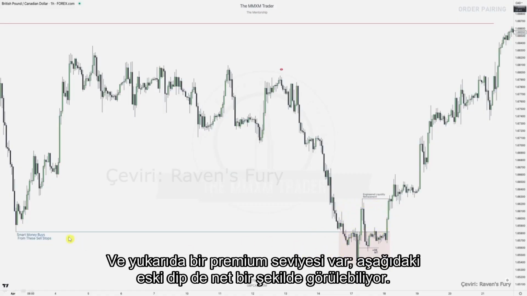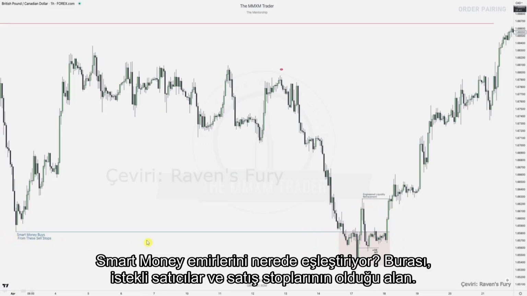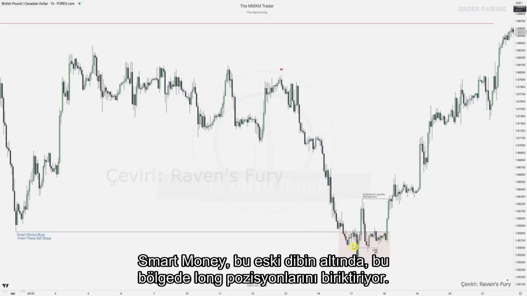So we can see this old low down here, right? Where does smart money pair their orders, right? With willing sellers. Their sell stops down here. They're accumulating their long position in this area over here because it's below this old low, right?